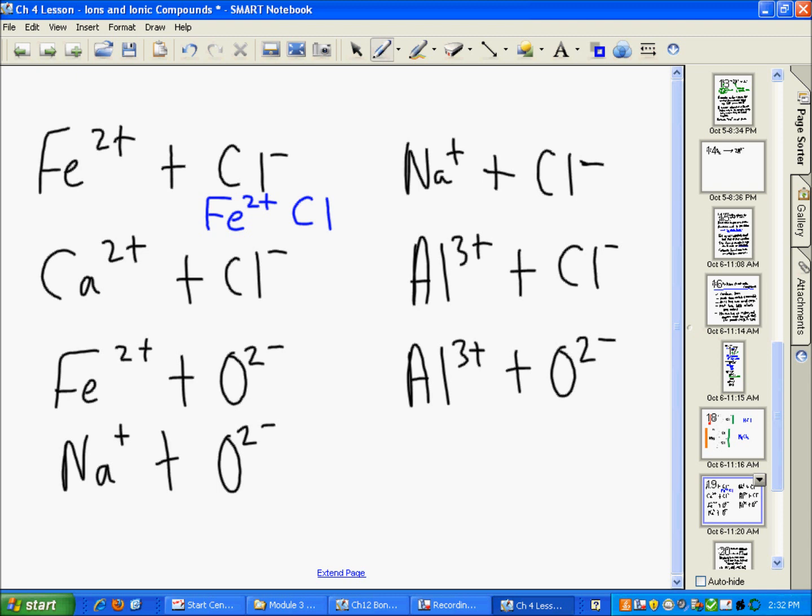So we have Fe2+ and Cl-. If we want to find out what the formula of the compound is that we make from those two ions, we take the 2, put it on the Cl, take the 1, although we're not showing it, and put it on the Fe, and we don't have to show it. So the formula would be FeCl2. So don't take the sign down, just the number. And if you check, the 2 negative charges on the chloride will cancel out with the 2 positive charges on the iron.